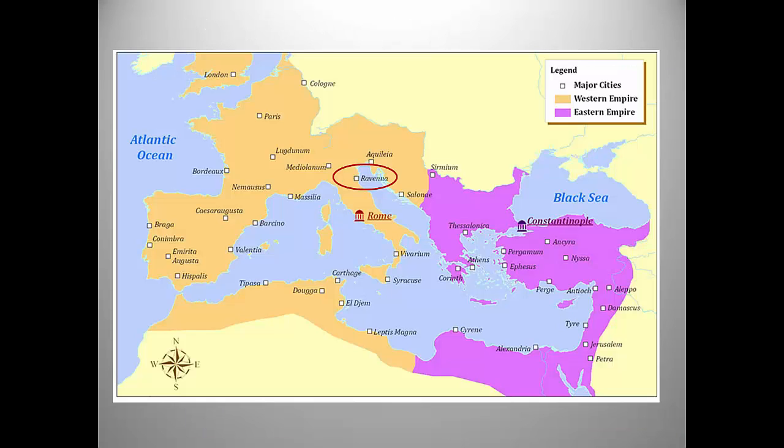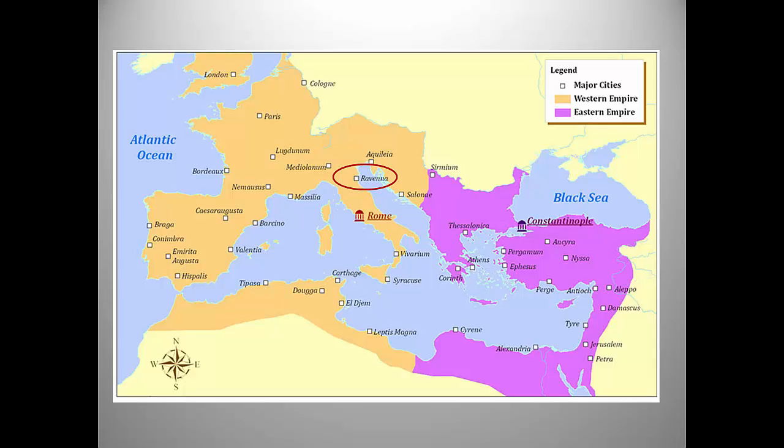Well, in 330, Constantine moved the capital of the Roman Empire east to the town of Byzantium. Now, he had a lot of reasons for making this move. He wanted a fresh start for his Christian empire, and Rome was filled with monuments to pagans. But the move also reflected some geopolitical realities.